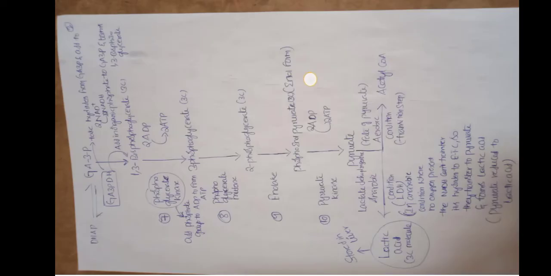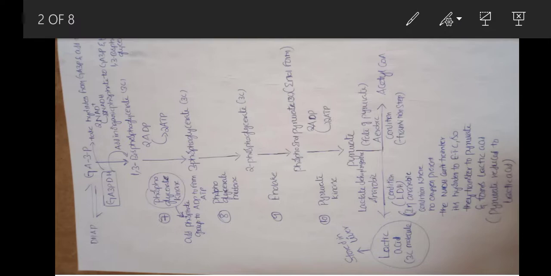Okay, next step. I am repeating one more time here. Fructose 1,6-bisphosphate will be split into dihydroxyacetone phosphate and glyceraldehyde 3-phosphate. Again, this dihydroxyacetone phosphate will be converted to glyceraldehyde 3-phosphate by the enzyme called triose phosphate isomerase, because this is an isomerase reaction.